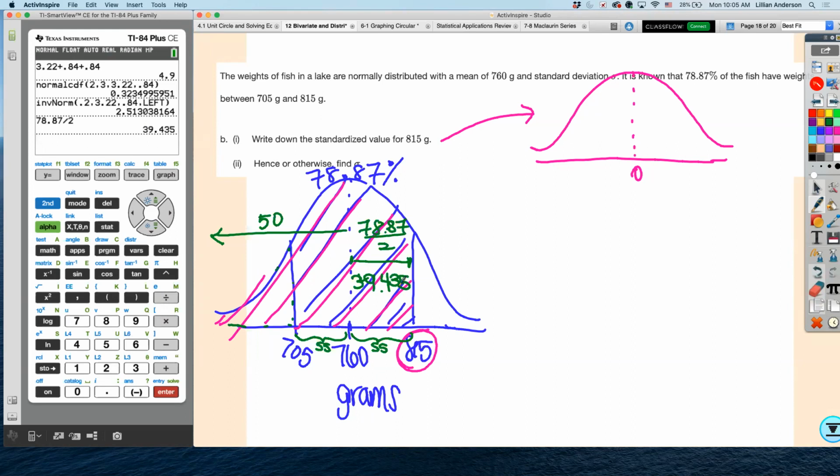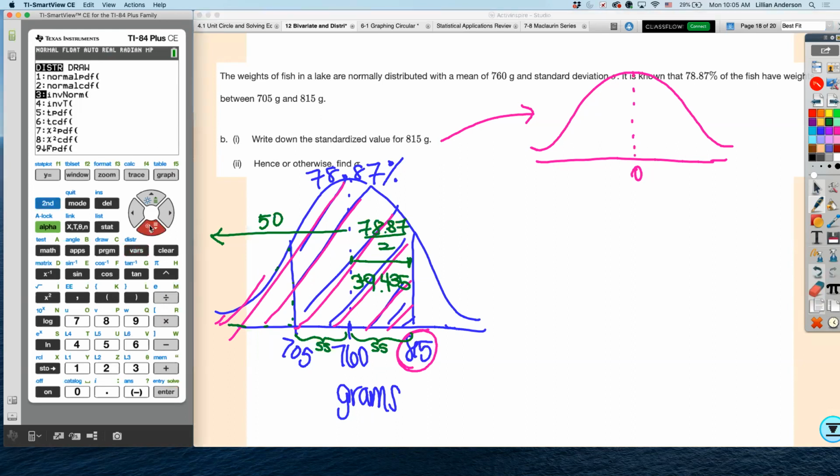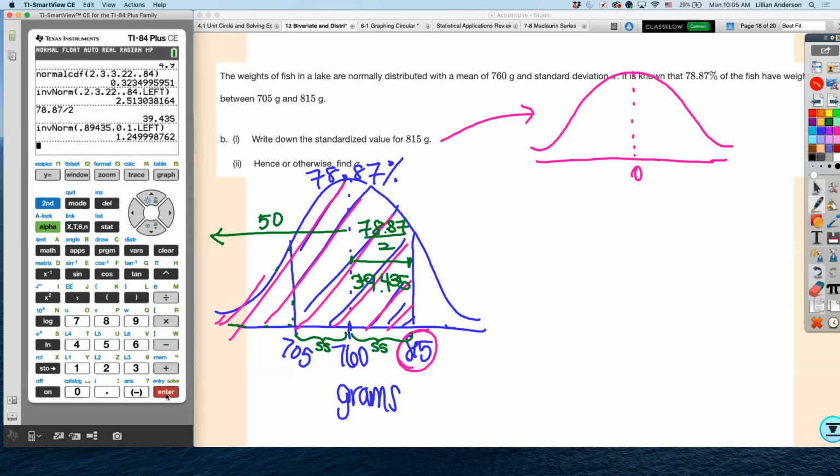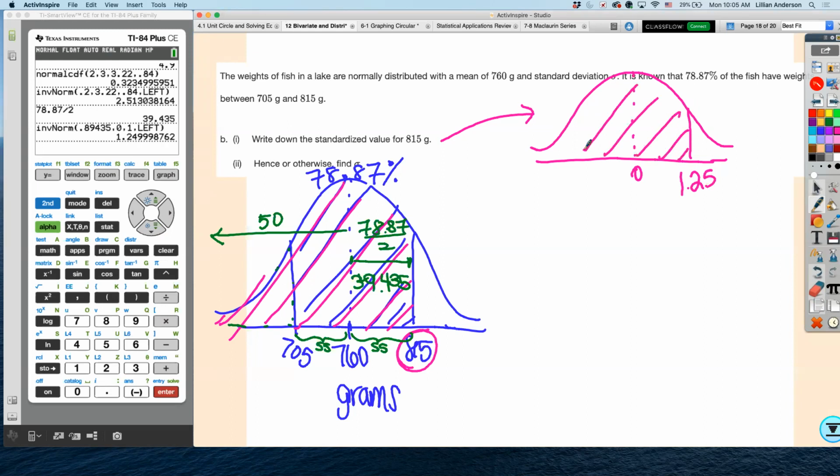So when I add that to 50, I have the entire area underneath the curve that I need so that I can find my standardized value for 815. So that's going to be 0.89435. I'm not going to round that. I'm going to leave my mean as 0, my standard deviation as 1. So that is my standardized z-score, 1.25. That is what A15 corresponds to.